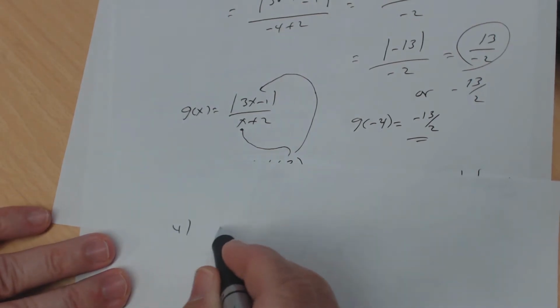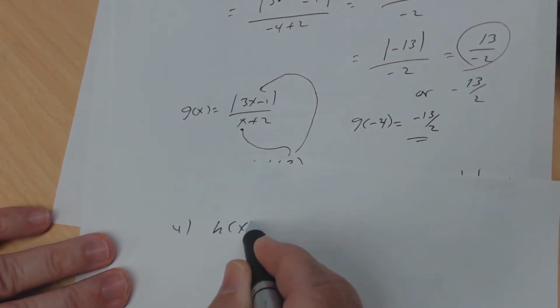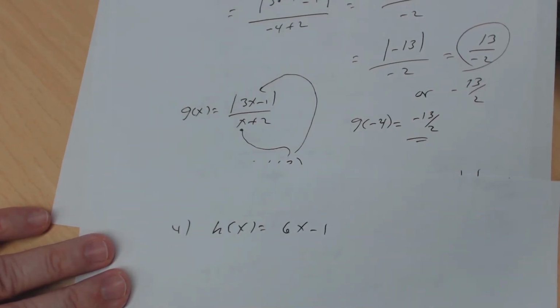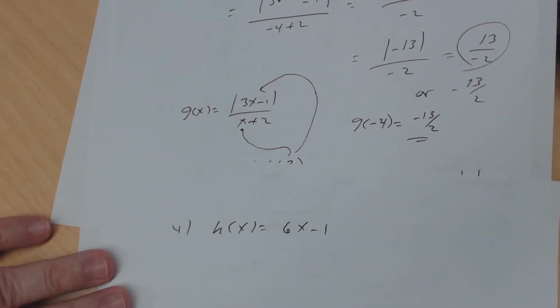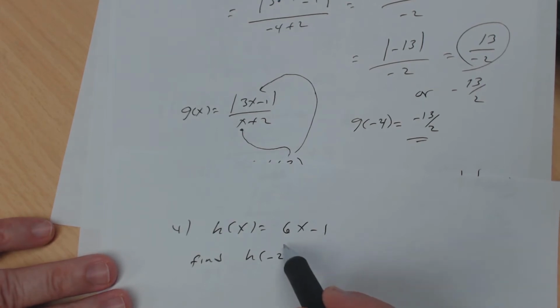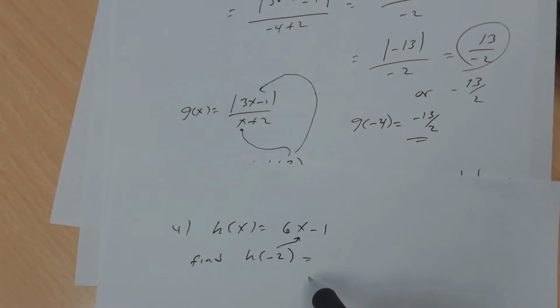So let's look at another one. Let's look at number 4. Suppose we had h of x is equal to 6x minus 1. All right, so h of x equals 6x minus 1. And let's suppose that you want to find h of negative 2. So wherever you see the variable x, I'm going to plug in negative 2. Now, see how I'm substituting negative 2? I'm going to end up with a number. So wherever you see the variable x, you plug in negative 2.